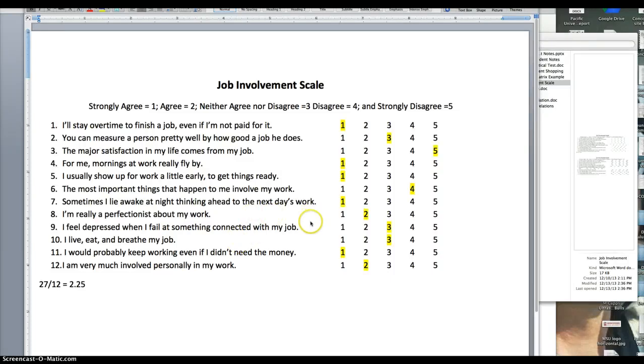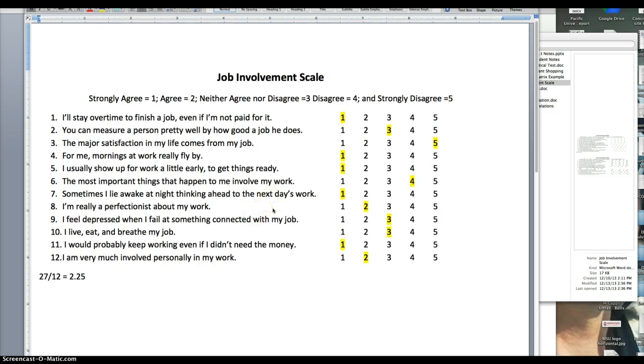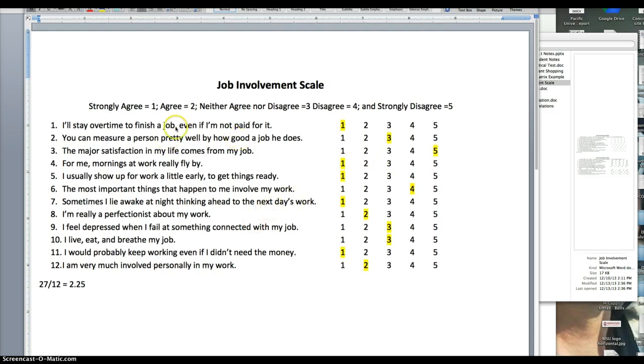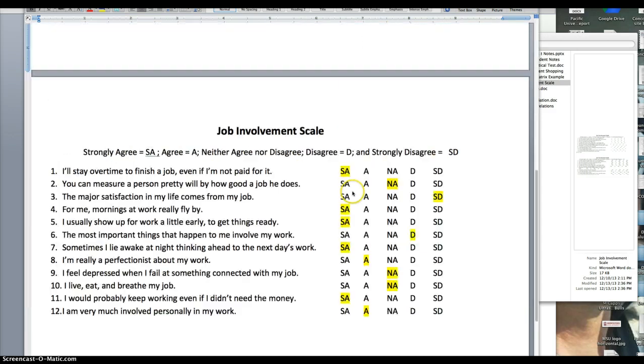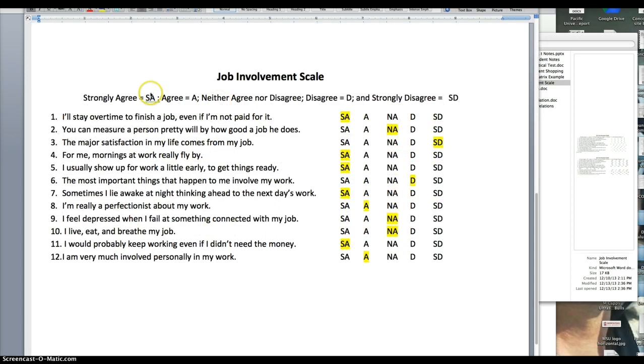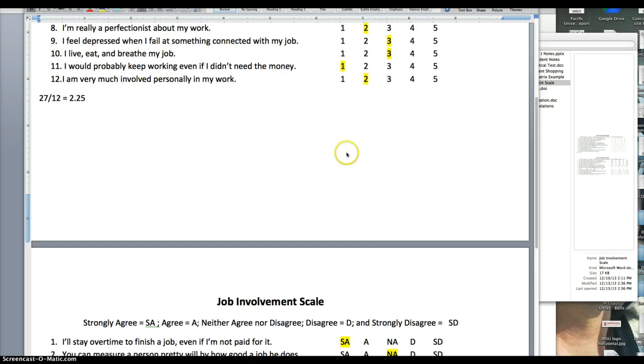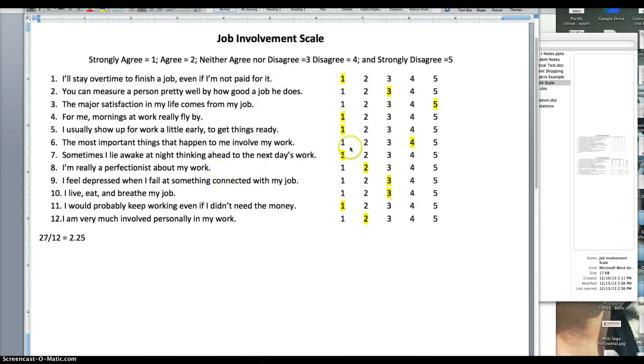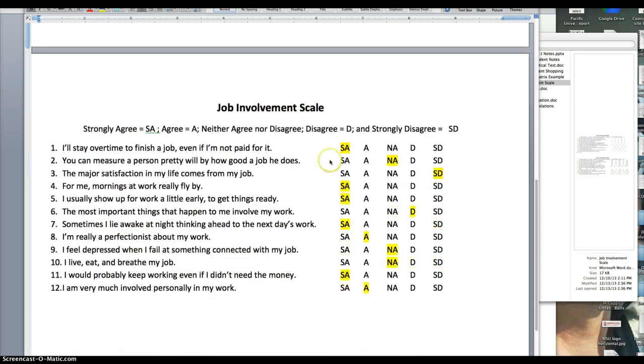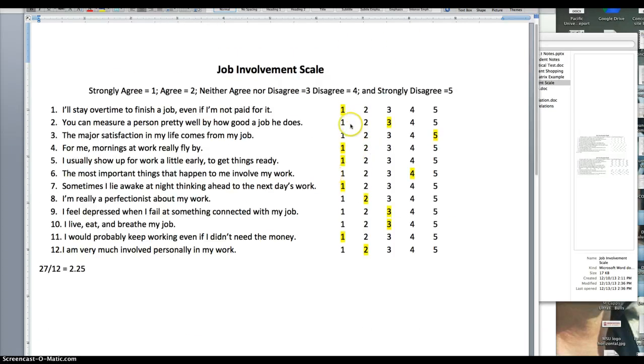I want to follow up on the discussion thread that's happening with this job involvement scale, and looking at it with the numerical scale versus just putting in SA, etc. And what I'm hoping you're beginning to realize is that even though these are the same surveys, you cannot take the numbers associated with this, add up all your responses, divide by the number of responses, and come up with anything that's meaningful.